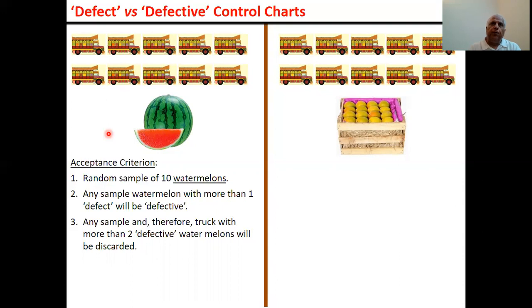Any watermelon with more than one defect would be considered defective. The defect could be: the watermelon could be overripe, it could be underripe, it could be rotten, it could be broken, cracked, etc. So if there is more than one defect on a watermelon, it would be considered defective. And in this sample of 10 watermelons, if there are more than 2 defective watermelons, then the whole truckload will be discarded.